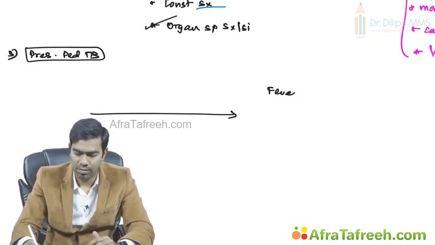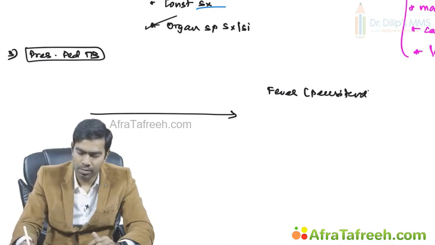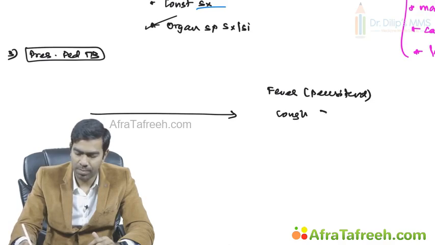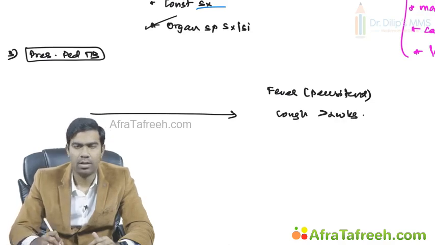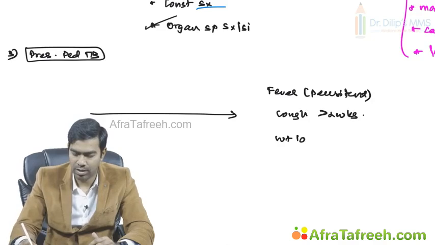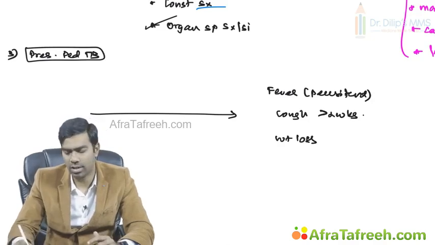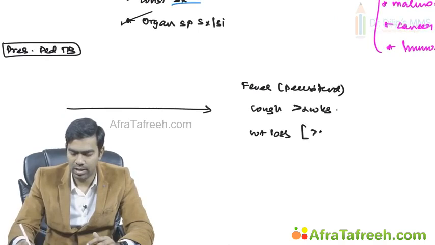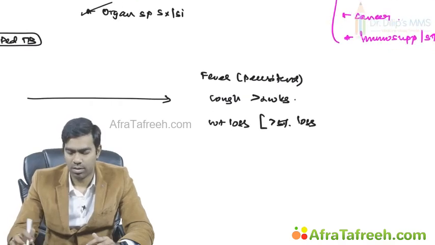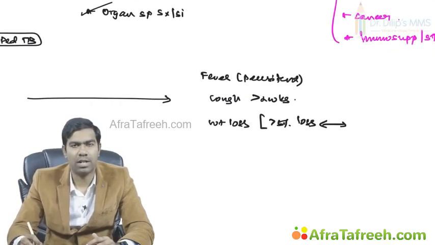Number one, fever, which is persistent in the child. Second one, cough more than 2 weeks. And third one, if the child has weight loss. What is defined as weight loss in the child? Anything more than 5% loss. And you should compare this weight with the maximal weight in the last 3 months.